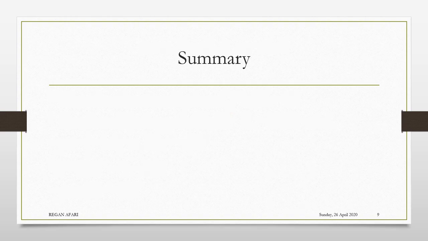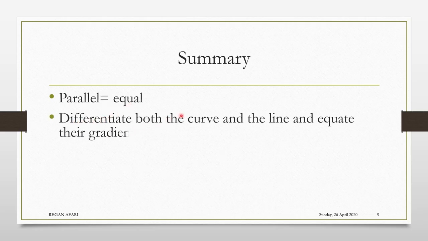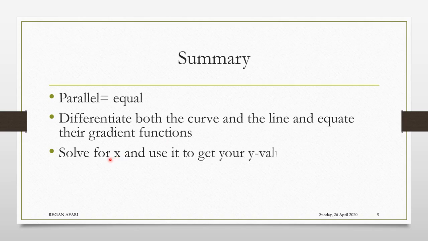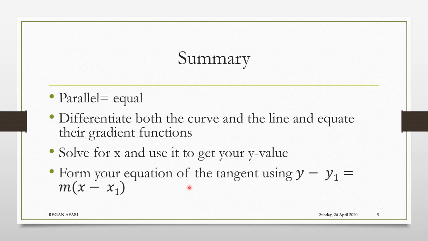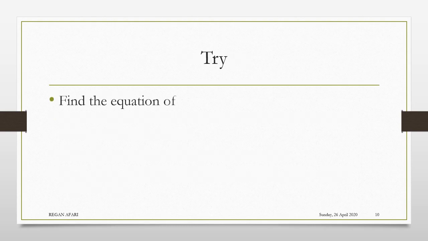All right. So what is the summary of what we've done? The first thing is to know that parallel means they are equal. Then we differentiate both the curve and the line, and then we equate their gradient functions to solve for x. Now, given the x value, we put it into the curve to get the y value. Then we form the equation of the tangent using the general formula y minus y1 equals m into bracket x minus x1.